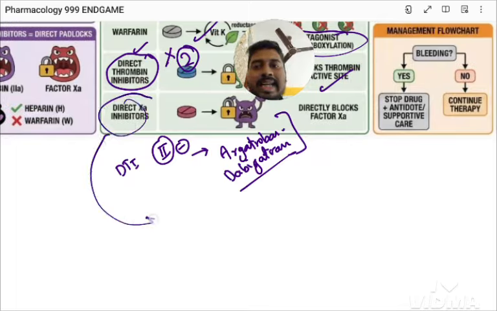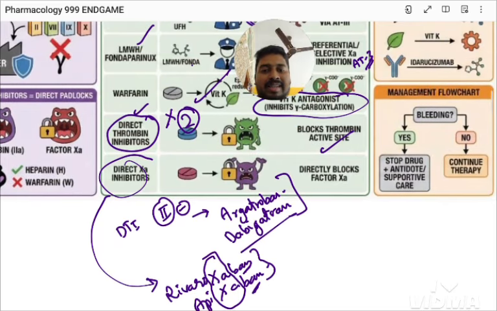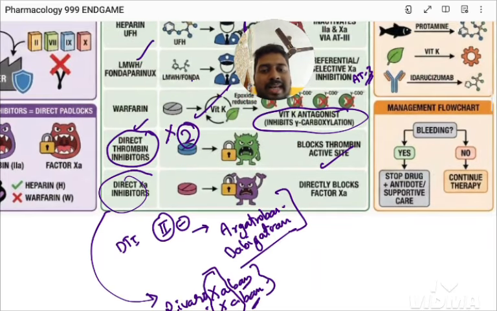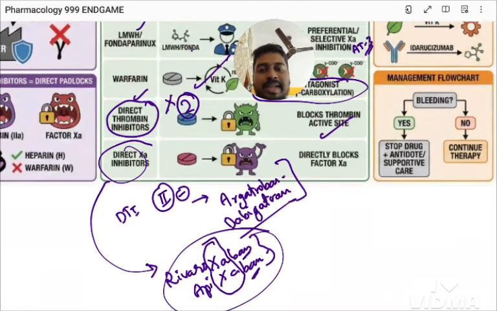Then there are direct 10A inhibitors: rivaroxaban and apixaban. See what is common here? 10A. So whenever you get 10A, it is "banned", and banned means it is inhibited. That is how you remember this. Argatroban, dabigatran, and here you will get rivaroxaban and apixaban.